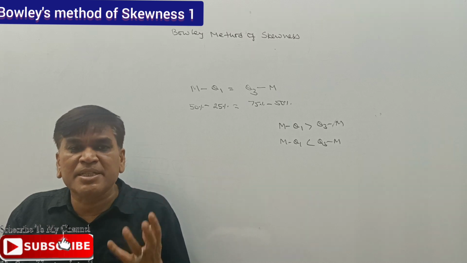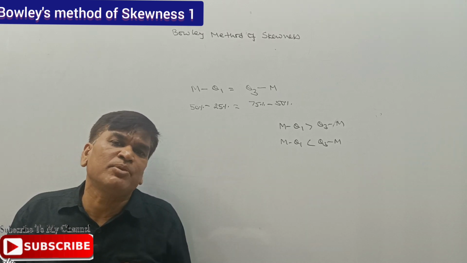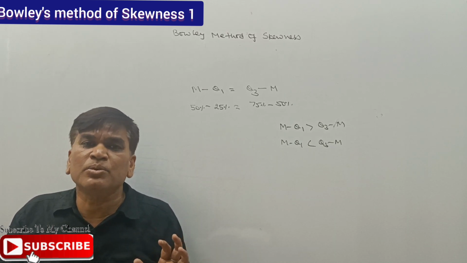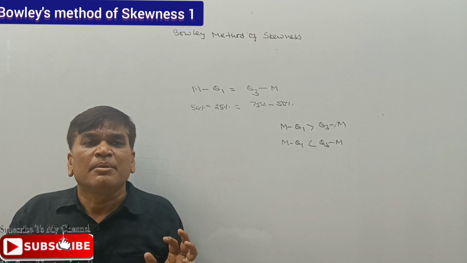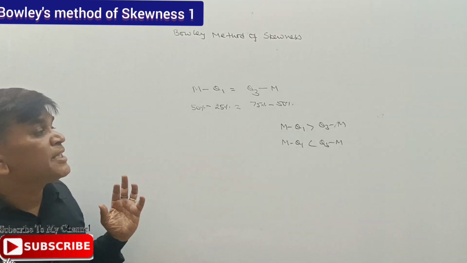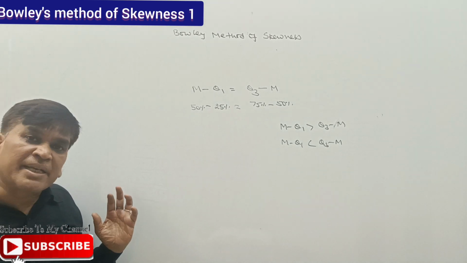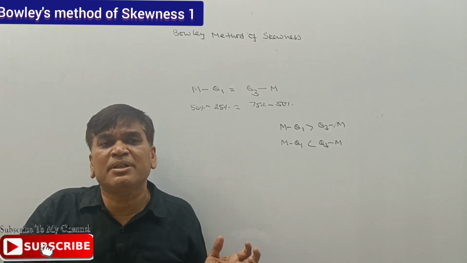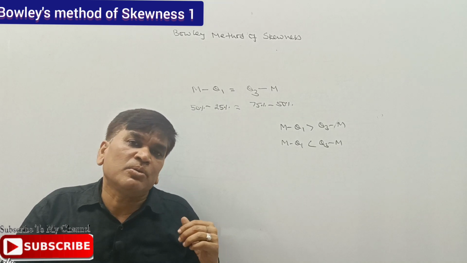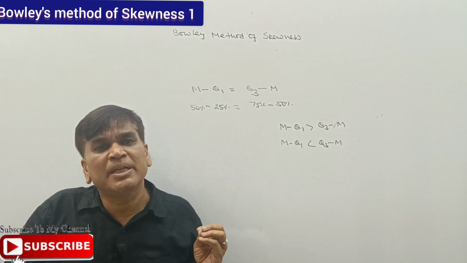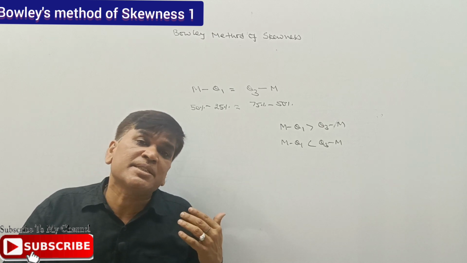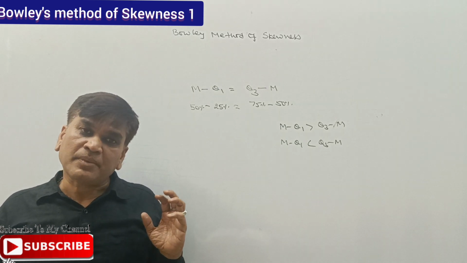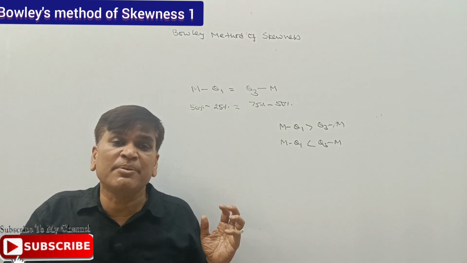If there is an absence of skewness, then M minus Q1 should be equal to Q3 minus M. But if it is not, that series may have positive or negative skewness. This method, dependent on the quartiles and median, was given by Professor Bowley, so it is called Bowley's method of skewness. This is the second method of skewness. Today we will learn how to calculate skewness with the help of the Bowley method.